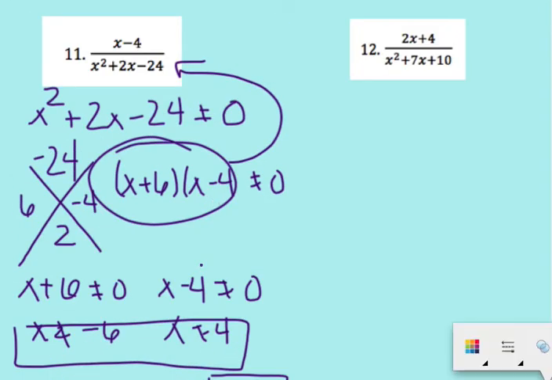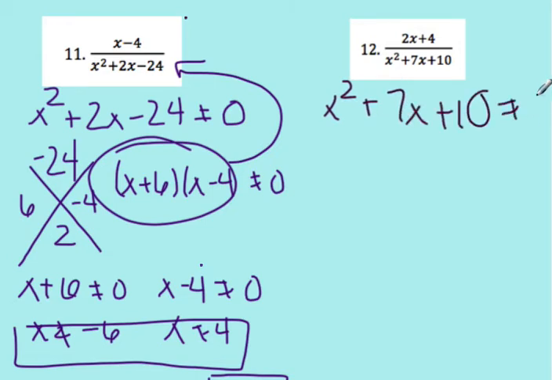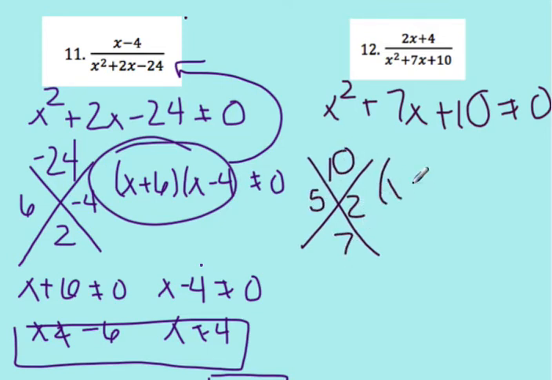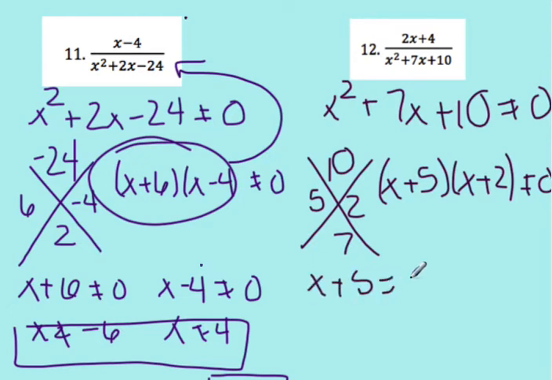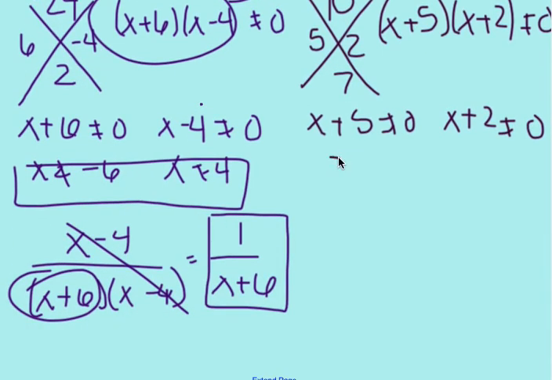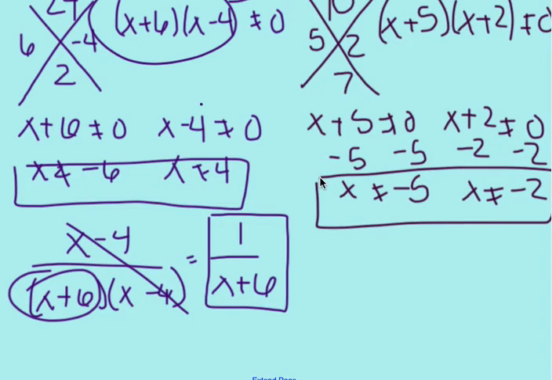Let's take a look at number 12. So first thing I want to do is simplify out the bottom. So I have x squared plus 7x plus 10, and that cannot be equal to 0. So I'm multiplying to 10 and adding to 7. That's going to be 5 and 2. So I can immediately put that into factored form, and they cannot be equal to 0. So then I know that x plus 5 cannot be equal to 0, and x plus 2 cannot be equal to 0. So then I can subtract 5 from both sides, and I get that x cannot be negative 5. Here, subtract 2 from both sides, and I get that x cannot be negative 2. So right here represent my two excluded values.